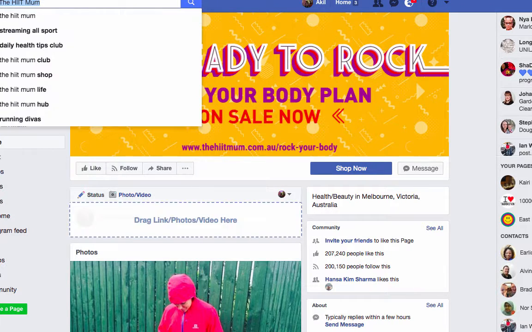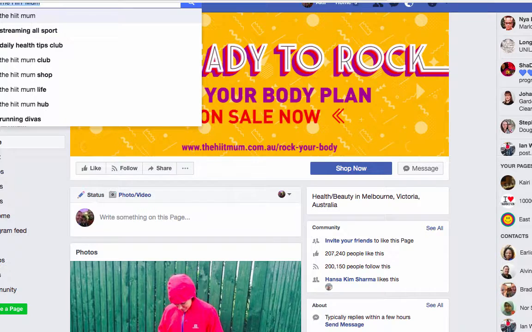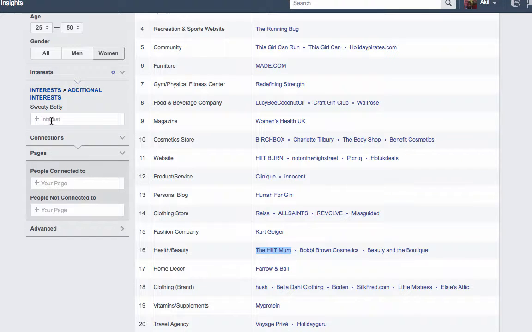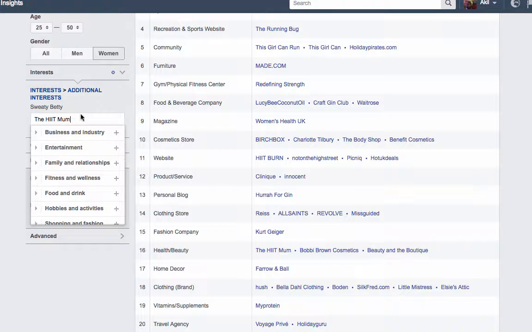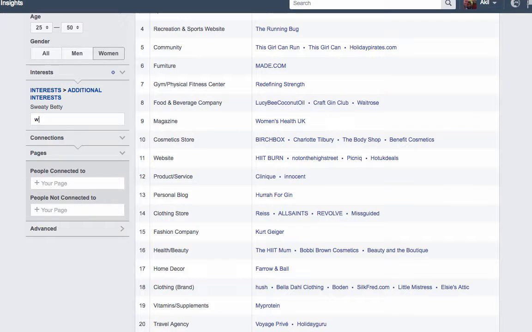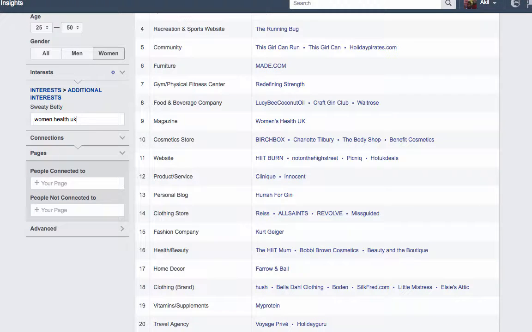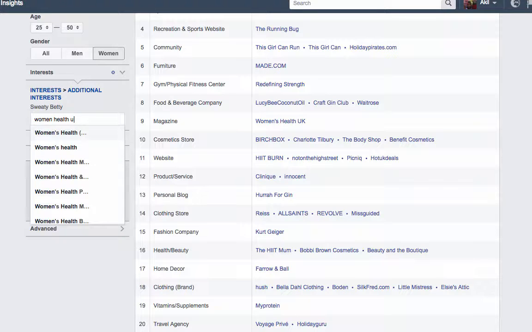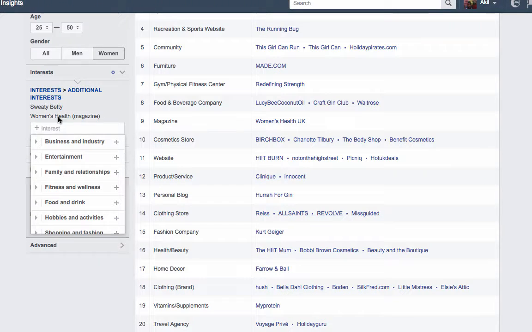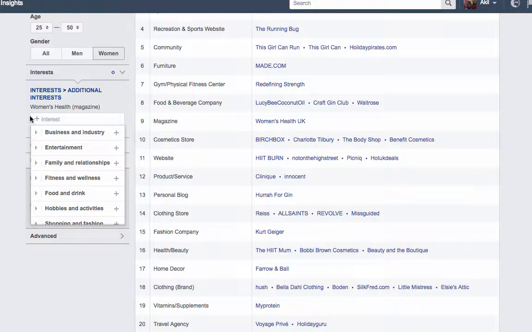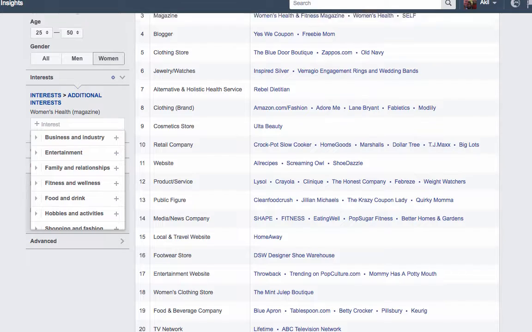And what you might want to do as well, it's up to you, is go back to the audience and then add that as an interest or change it out. See if you can find it. Some of these you may not be able to find. So let's do women's clothing or women's health, UK. So you might want to do that and just women's health, and then say erase Sweaty Betty to see what other things you can get. Look at it's changed already, but that's what I would do.